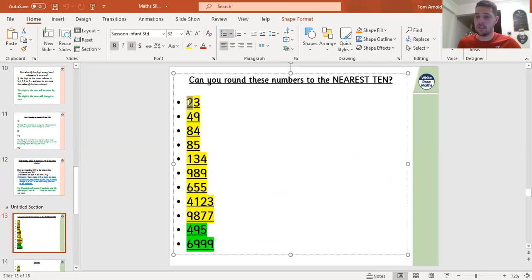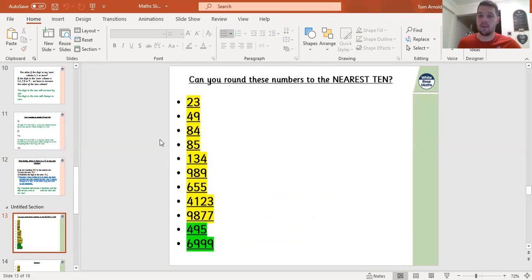Step 1, circle the tens. Step 2, underline the digit in the ones. Is it less than 5? Okay, round down. Is it 5 or more? Okay, let's round it up. Your answers will be on the next slide. Good luck. Try your hardest.